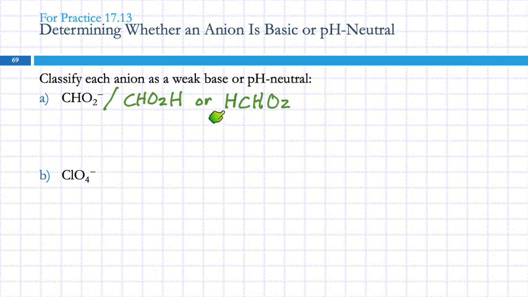Is this a strong acid? No. And you look at it like this and you're like, oh, that doesn't even look like an acid. Well, we don't even really need to be able to recognize it that much. It's not one of the six, right? So it's weak. So this is a weak acid. So does its conjugate base act as a weak base? Yeah, it does. So this is a weak base.